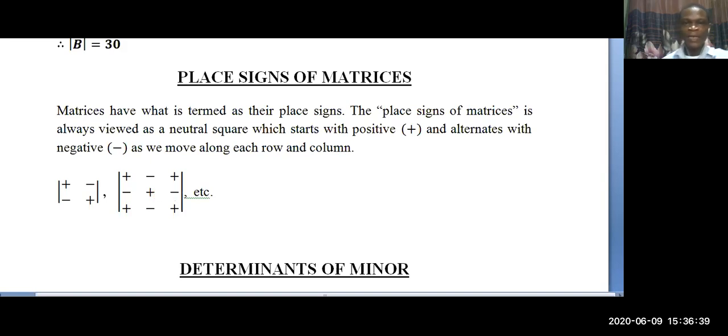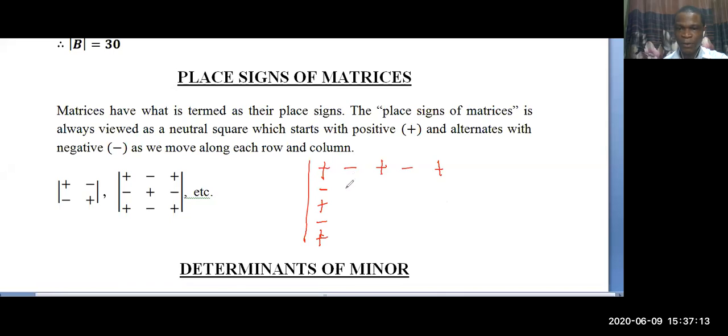I can even write a 5 by 5 place sign very fast without wasting time, because it's easy to do. For instance, I'll start with plus, then alternate minus, plus, minus, plus. 1, 2, 3, 4, 5. That's it. Then come down here, minus, plus, minus, and plus. You have completed this row and this column. So what you now do is just fill up here, here, here, and here.